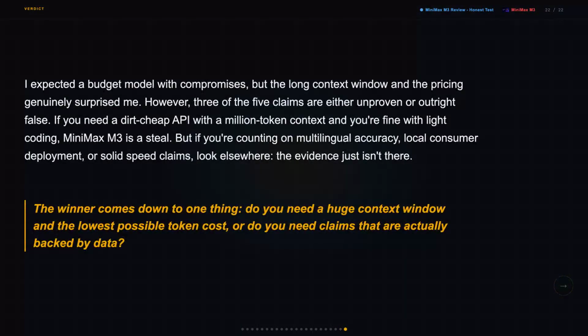Honestly, I went in expecting a budget model with obvious compromises, and the cost gap genuinely shocked me. 2 claims hold up, 2 don't have enough data to call, and 1 is flat wrong. So here's the decision rule. Use Minimax M3 via API if you need a huge context window and the lowest possible token cost, because 5% of Claude's price is real. Skip it if you need verified multilingual accuracy, proven speed benchmarks, or any kind of local consumer deployment.